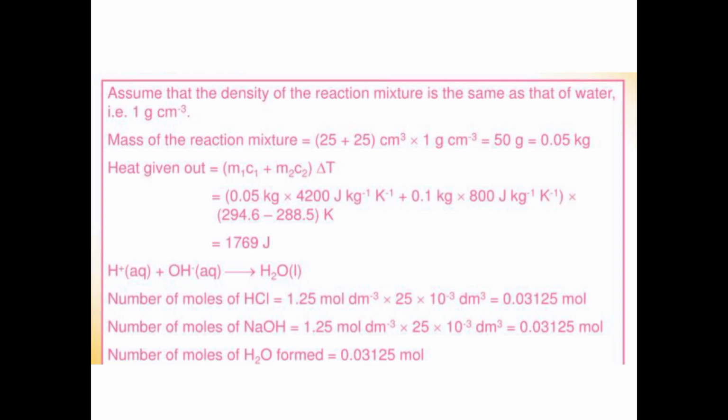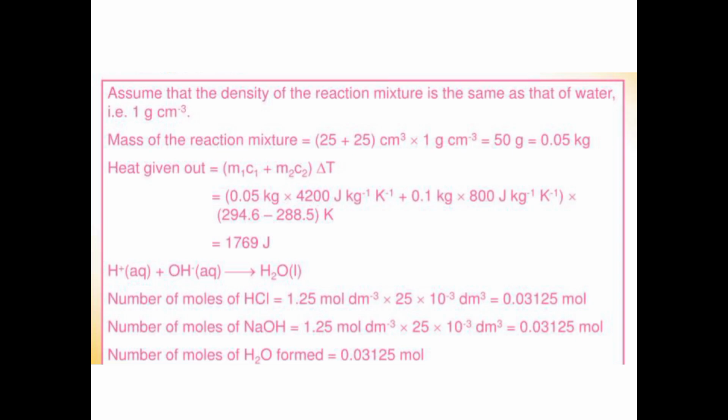So to find the number of moles of both acid and base, we can say number of moles is equal to CV, that's concentration times volume. Of course, the volume must be in dm cube, and that is why you are seeing 25 over 1000. That's why you are seeing 25 multiplied by 10 raised to the power minus 3, and the concentration of both of them has been given as 1.25. So concentration times volume here will give us the number of moles.